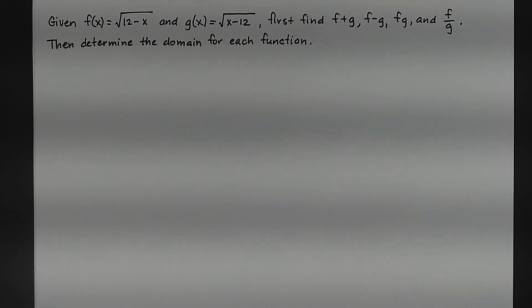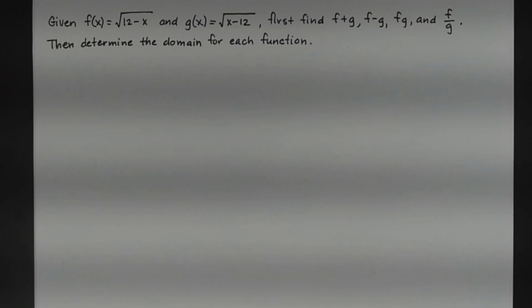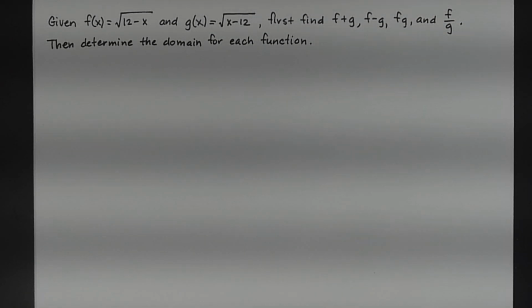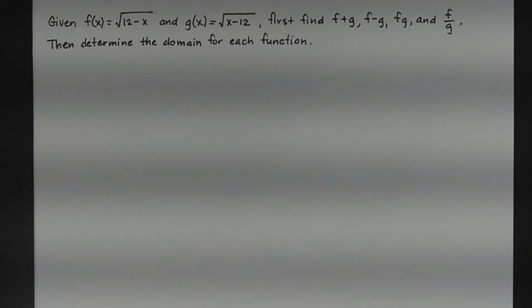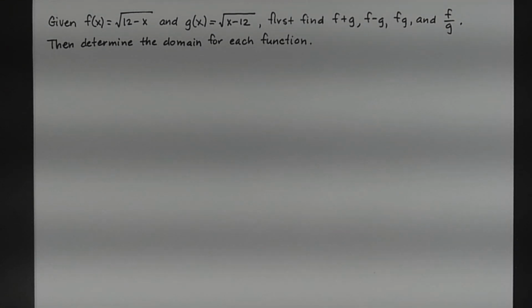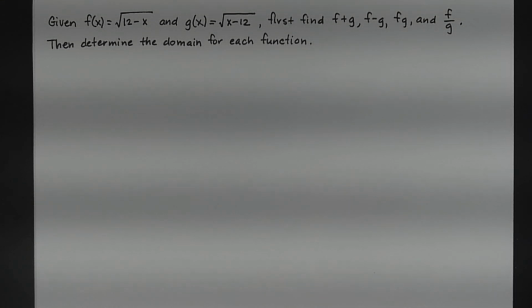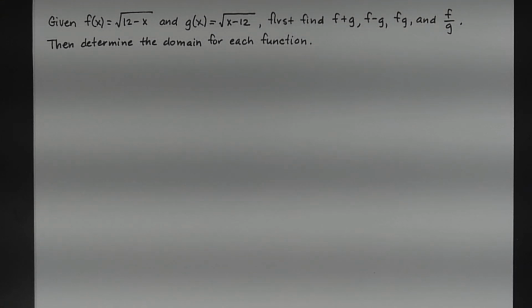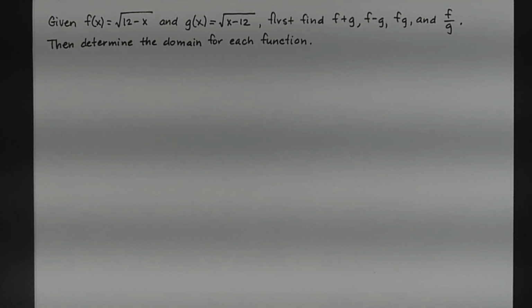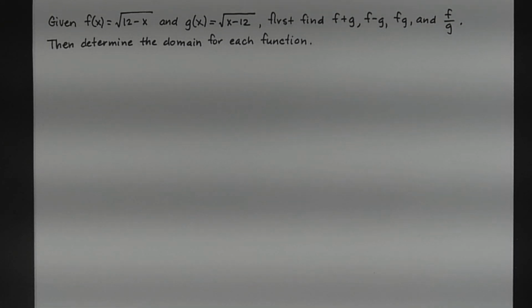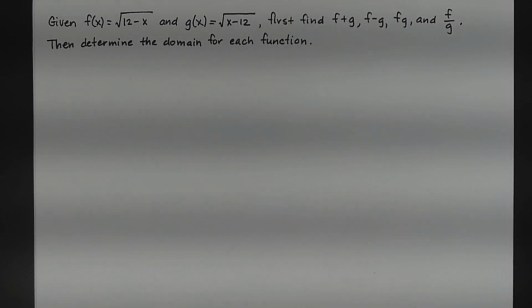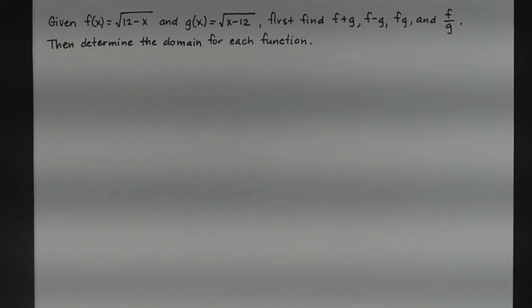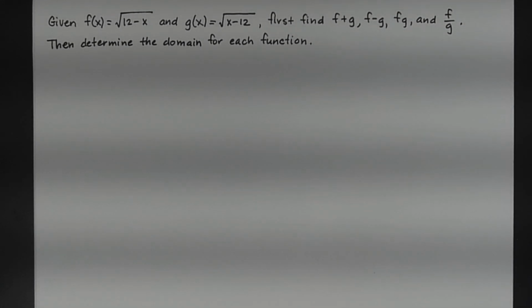Okay, here's a video of one of the examples that I did in class, similar to combinations of functions here. Here we're given f of x is equal to the square root of 12 minus x, and g of x is equal to the square root of x minus 12. We're going to first find f plus g, f minus g, f times g, and f divided by g, and then determine the domain for each function.